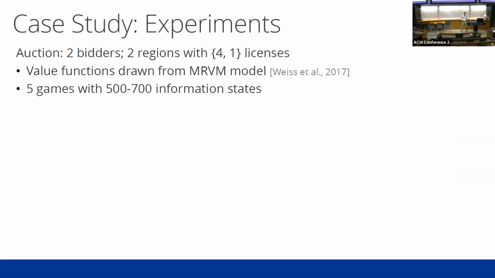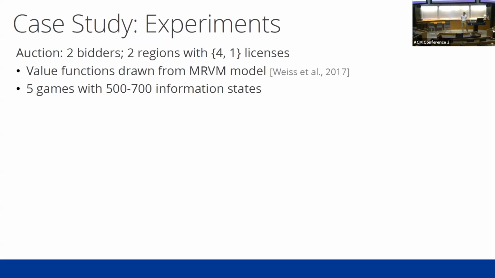So we experimented with a small auction. We looked at an auction having 2 bidders bidding on 2 regions with 4 licenses in the first region and 1 license in the second region. So with 4 licenses in the first region, you can sort of see this behavior of coming up against the undersell rule that I showed on the previous slide.